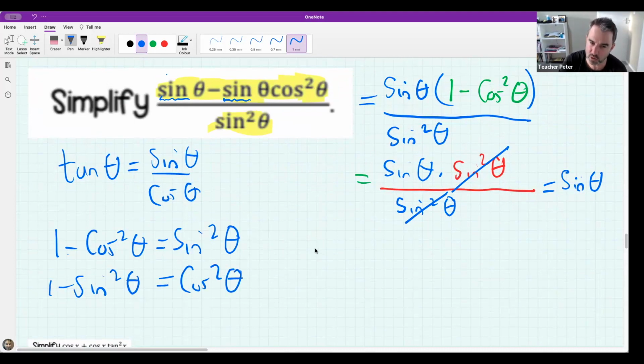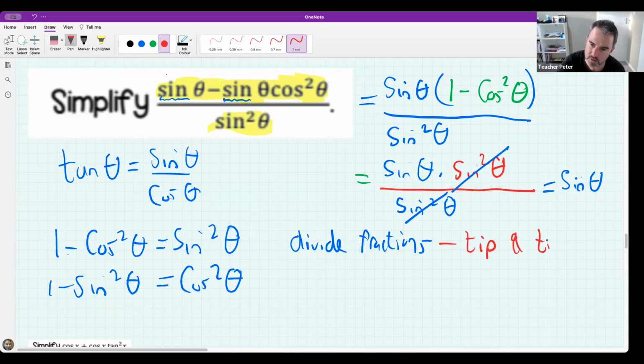Then some other things that we saw: we would have to divide fractions. So there were some times tonight where we had to divide fractions, and in order to divide fractions, we just tip and times. Another technique we had to use was to factorize. And then another technique that we used was canceling common factors.